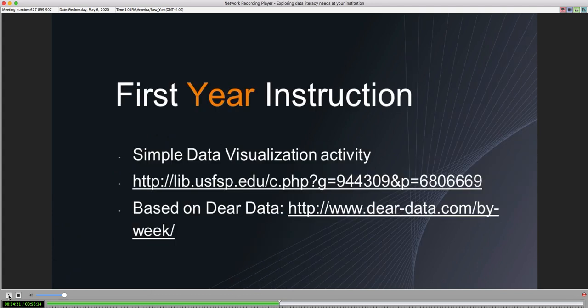I am a first-year student success librarian, so I work a lot with our first-year students. That includes a university success class, that includes the English comp classes, and so what I created was a simple data visualization activity, and it is based on Dear Data, which is a project that was done by 2 artists where they would write each other postcards weekly after collecting data about themselves, and they would visualize that data in a very artistic way.